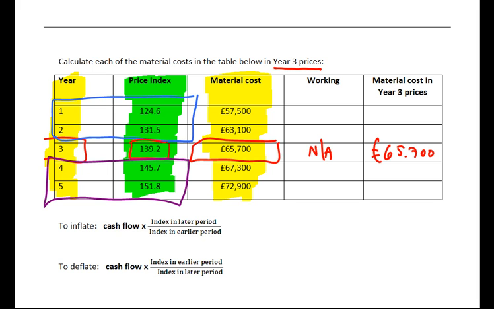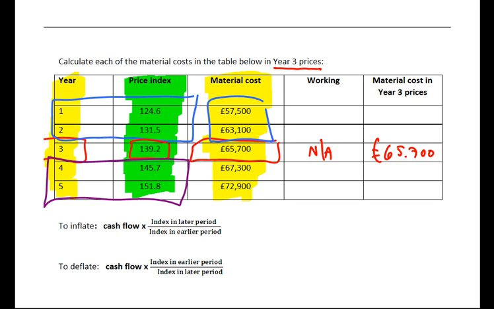Now, in years 1 and 2, you can see that the material costs we suffered were lower than in year 3, at only 57,500 or 63,100 respectively. They're both lower than 65,700. That's perhaps unsurprising because the price index figures were lower as well. They were only 124.6 and 131.5. They're both lower than 139.2. That means that the material cost in those earlier years have not been affected by as much inflation. They're likely to be lower, aren't they?